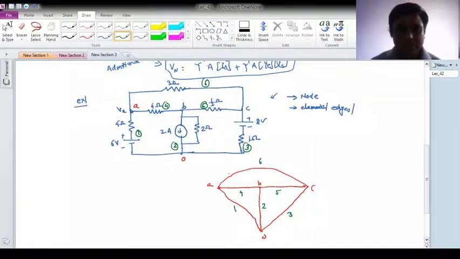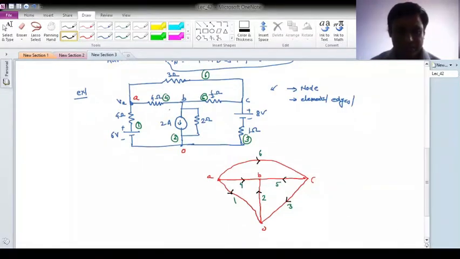Okay, and then give the directions. The directions are also arbitrary, there is no compulsion. So let me give an arbitrary direction: 1 is like this, 2 is like this, 3 is like this, 4 is like this, 5 is like this and 6 is like this. Okay, so observe that whatever element is present in the branch is simply replaced by a single line, and assume the directions are arbitrary. Okay, now we will use our derived equation.